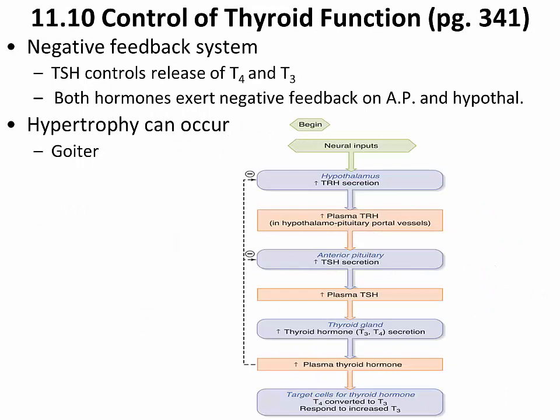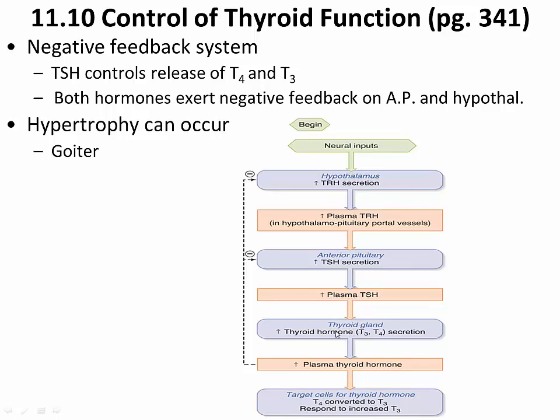In 11-10, we talk a bit about thyroid function and how thyroid hormone is controlled. This is actually a review from our previous discussions of the various pituitary and hypothalamic hormones, and we used thyroid hormone as our example back in those cases. So, to review, it all begins with the hypothalamus, which secretes thyroid-releasing hormone. Plasma levels of thyroid-releasing hormone go up, as illustrated here. That causes secretion of thyroid-stimulating hormone from the anterior pituitary. Plasma levels of thyroid-stimulating hormone go up.